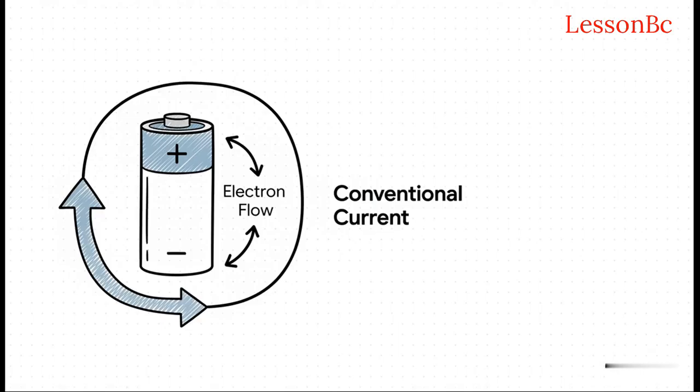Now here's a really cool, kind of weird piece of history that we're still dealing with today. Back in the day, scientists like Ben Franklin guessed that electricity was a flow of positive charges. So they drew all their diagrams with the current flowing from the positive side to the negative. We call that conventional current. Turns out, they had it backwards. It's actually the negative electrons flowing the other way, from negative to positive. But to avoid confusion, we all just stick with the old way for our diagrams. It's a convention, but it's super important to know what's really happening under the hood.